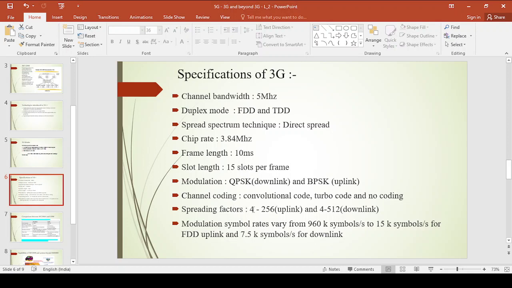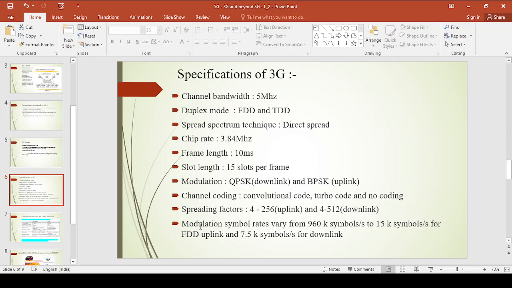Now spreading factor will vary from 4 to 256 for uplink transmission and 4 to 512 for downlink transmission under 3G, right? Now the lower spreading factor is preferred. Why? Because we require high data rate, and since spreading factor is inversely proportional to data rate, a lower spreading factor is preferred in order to acquire more data rate, right?